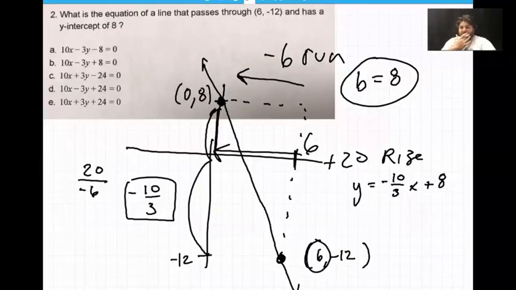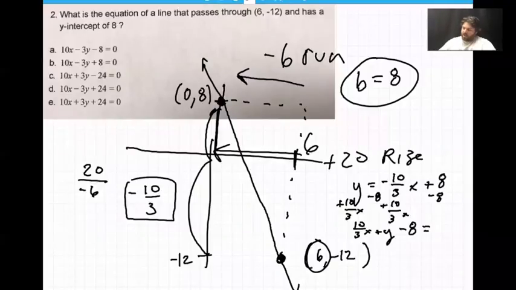Now that's my equation. Problem is, when I look at all my answer choices, they're all in general form, right, where everything is on one side. That's okay. So all I have to do is add the 10/3 x over onto both sides. So what is y plus 10/3 x? Well, it's 10/3 x plus y. There's no way to really add those. Then I'm going to move my 8 over by subtracting 8 from both sides. So that leaves a -8 on the left and a 0 on the right side.